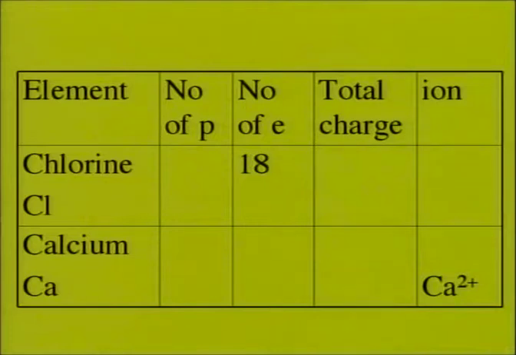For chlorine, only the number of electrons is given. You were not given the total charge as well as the proton and the ion. And for calcium, you are given only the ion. The rest of the columns, you can fill it in.